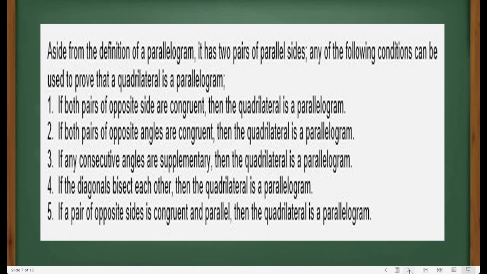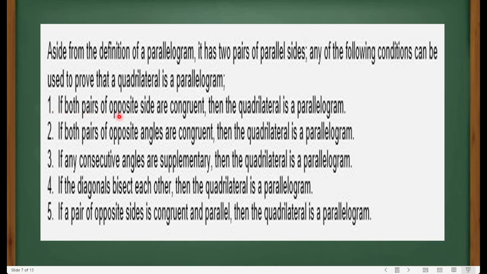Okay, so let us consider this slide. Aside from the definition of a parallelogram, which is a quadrilateral having two pairs of parallel sides, any of the following conditions can be used to prove that a quadrilateral is a parallelogram. And these are the following, okay?